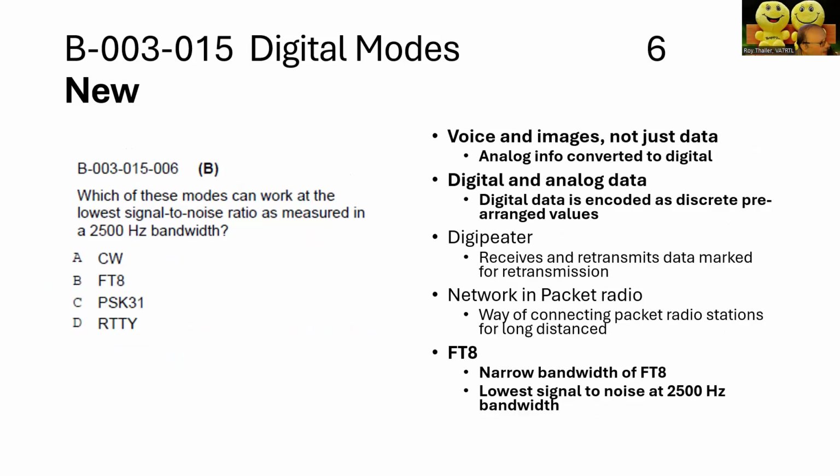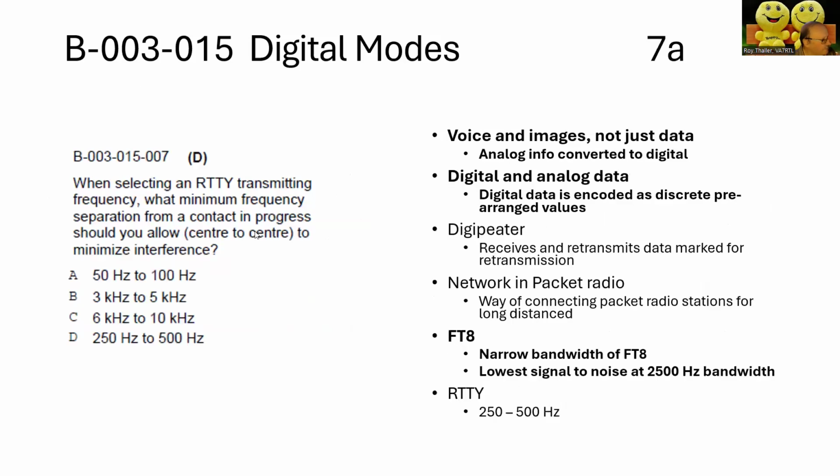Another new question. Which of these modes can work at the lowest signal to noise ratio as measured with a 2500 hertz bandwidth? So this would be FT8. So B is the correct answer. When selecting a RTTY transmitting frequency, what is the minimum frequency separation from a contact in progress that you should allow center to center to minimize interference? So for RTTY, the answer would be D, 250 to 500 hertz.